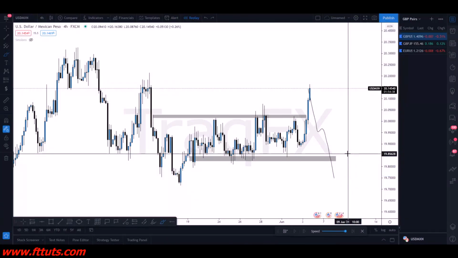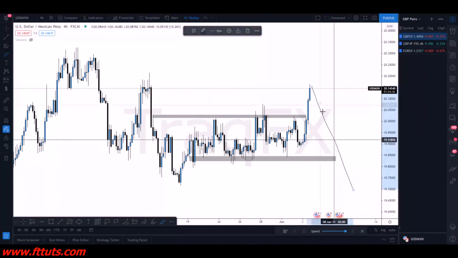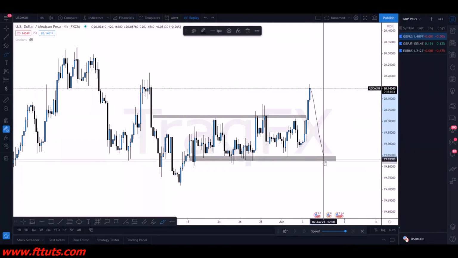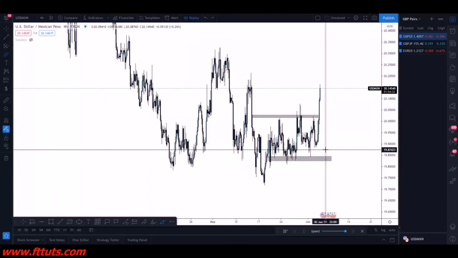So I know that the magnet is down over here. The price is like a magnet. It's going to have to go down over here, and then from there it's going to go up.